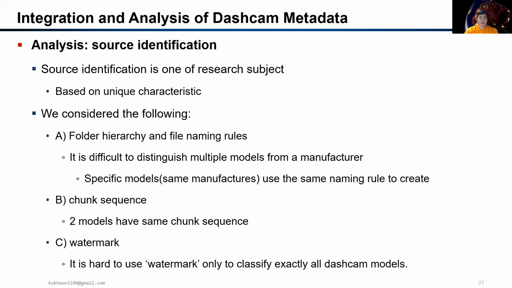Third example is source identification. Source identification is one of the research subjects based on unique characteristics. We considered the following, but there were limits to distinguishing. Using folder hierarchy and file naming rules, it is difficult to distinguish multiple models from the same manufacturer. Using chunk sequence, two models have the same chunk sequence, so that is impossible. Using watermark, it is hard to use watermark only to classify exactly all dashcam models.